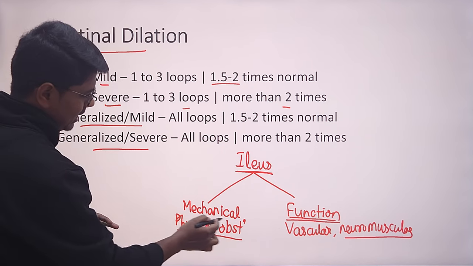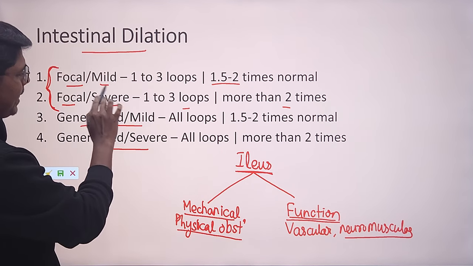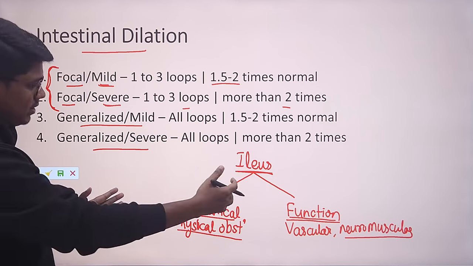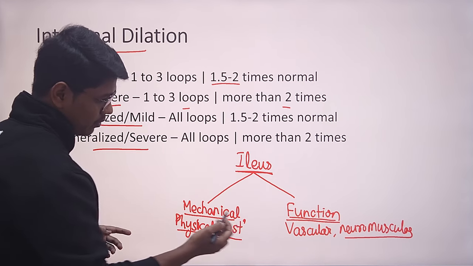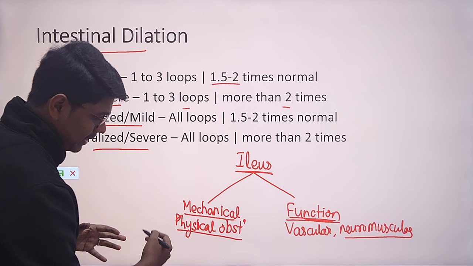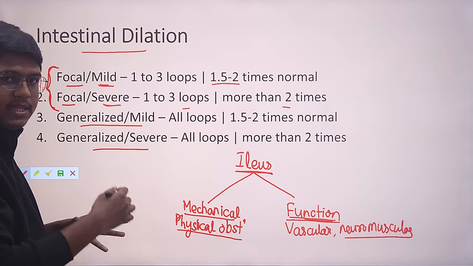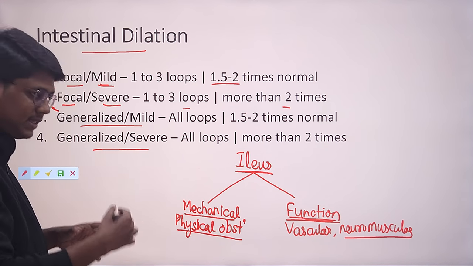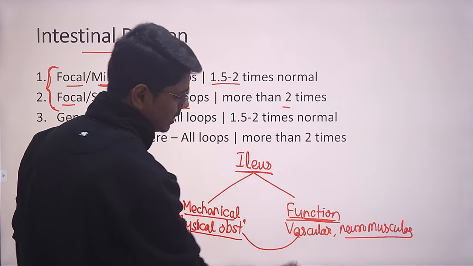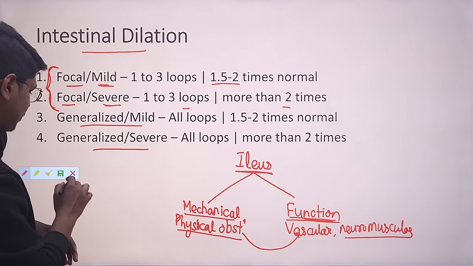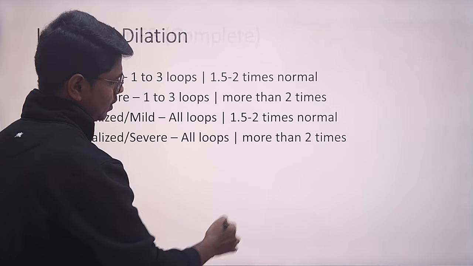In case of mechanical obstruction, you may find mild and severe forms. We will see the radiographs. But another thing about functional ileus, when the mechanical or physical obstruction is there for a longer period of time, then it can convert into functional. Okay, let us see some radiographs, then you can identify or appreciate.